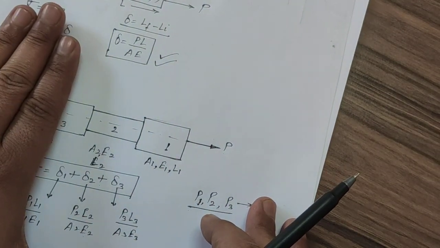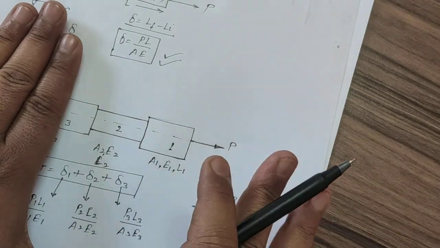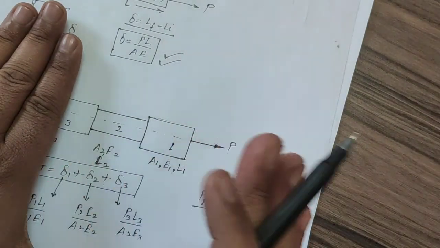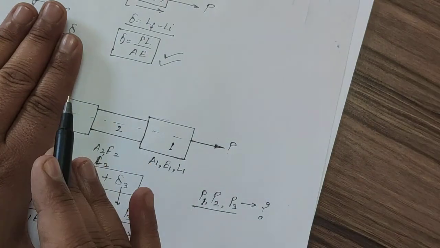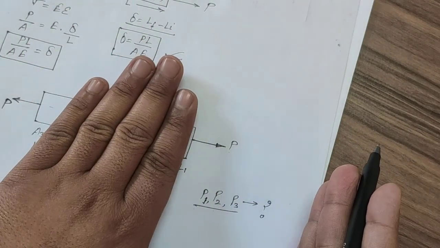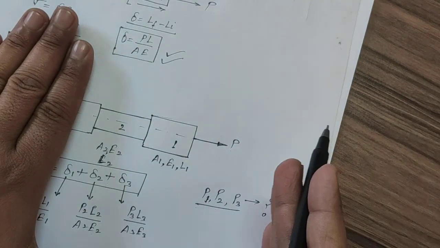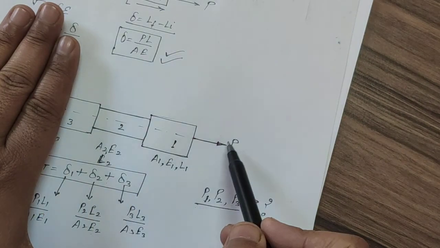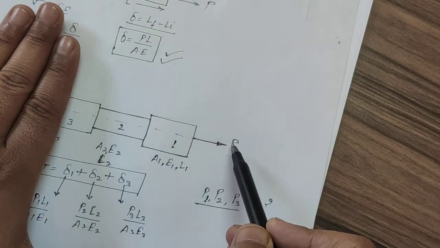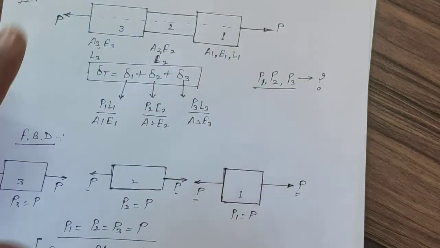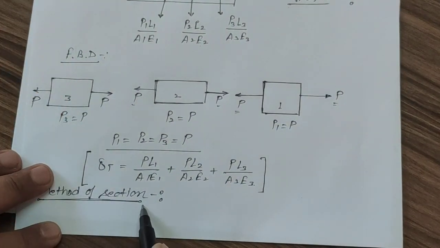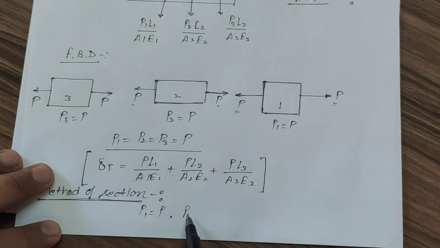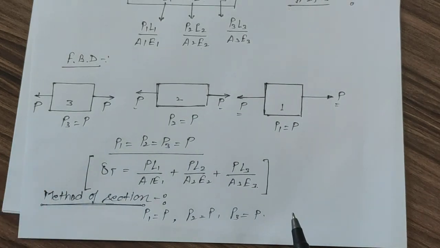Now we have to look only on the right, either on the right hand direction or on the left hand direction. So we are observing on the right hand direction. By putting hand on member 3, we can observe that there is only one force P acting. So P3 will also be equal to P. So we can observe that P1 is equal to P, P2 is equal to P, and P3 is equal to P.